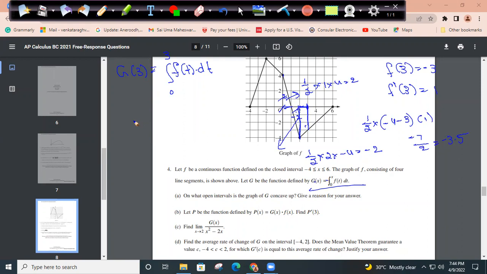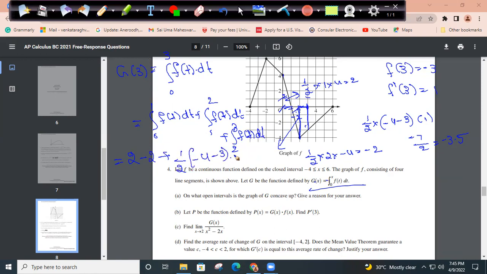So g of 3 becomes the integral of 0 to 1 of f of t dt plus the integral of 1 to 2 of f of t dt plus the integral of 2 to 3 of f of t dt. The integral of 0 to 1 is half into 1 into 4, which is 2. The integral of 1 to 2 is half into 2 into minus 4, which is minus 2, plus the integral of 2 to 3, which is half into the sum of minus 4 minus 3, into height 1. So the final answer for g of 3 is minus 3.5.